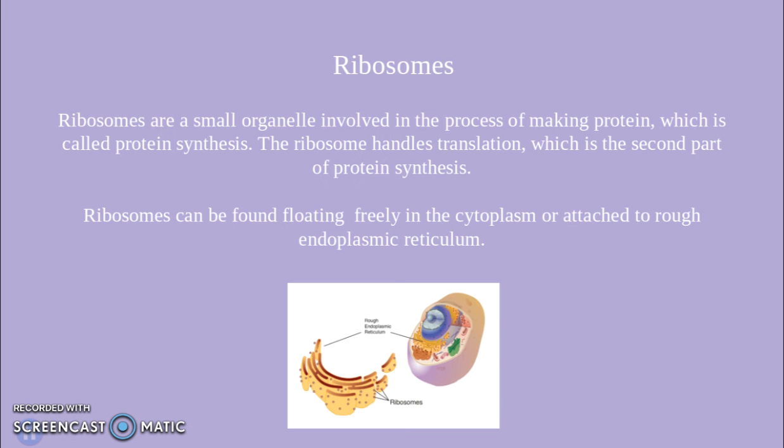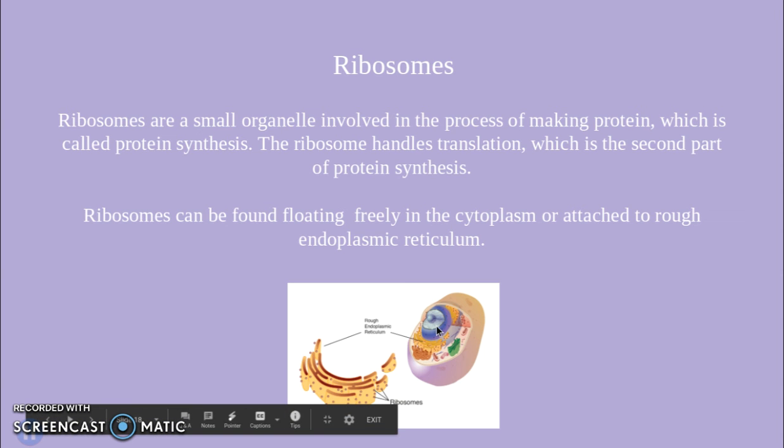And ribosomes are actually a small organelle involved in the process of making proteins, which is called protein synthesis. The ribosomes handle translation, which is the second part of protein synthesis. And ribosomes can actually be found floating freely in the cytoplasm of a cell or attached to the place called rough endoplasmic reticulum, which actually is surrounding the nucleus, because this is our nucleus right here. This is our rough endoplasmic reticulum.